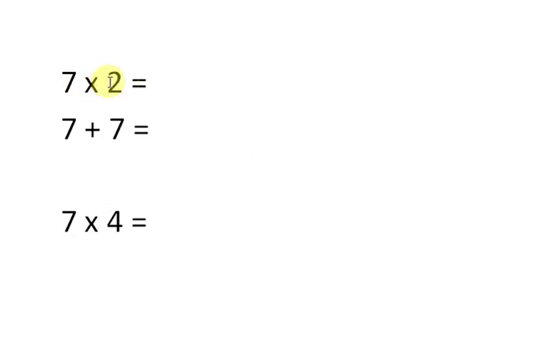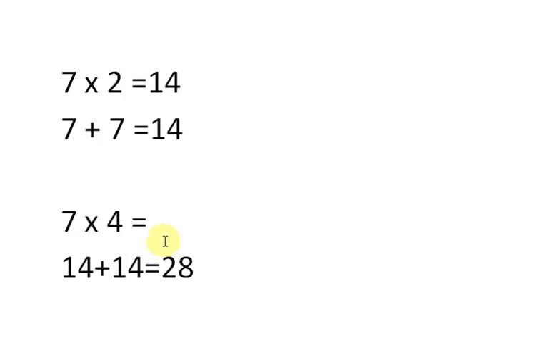So 7 times 2 is the same as 7 plus 7 because it's just double 7, and 7 plus 7 is 14, so 7 times 2 is going to be 14. And now 7 times 4 is going to be double that, so it's going to be 14 plus 14 equals 28.